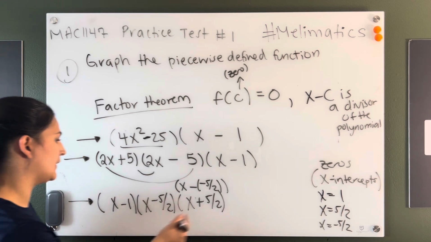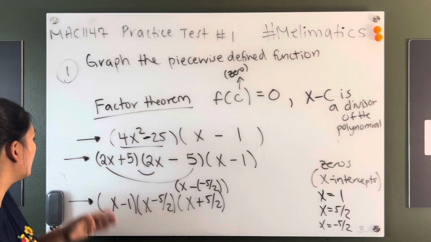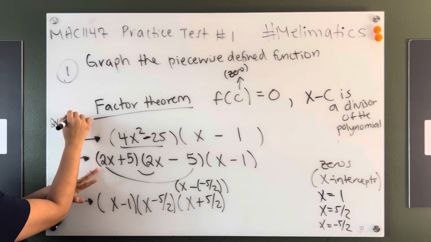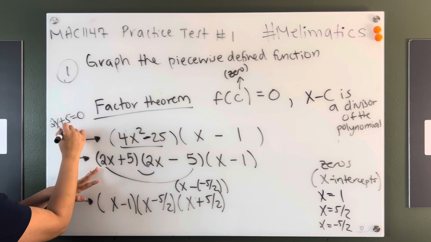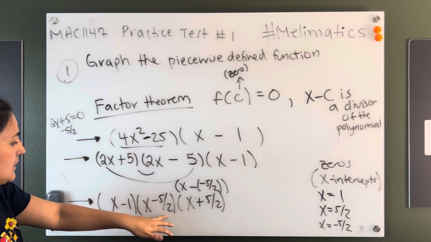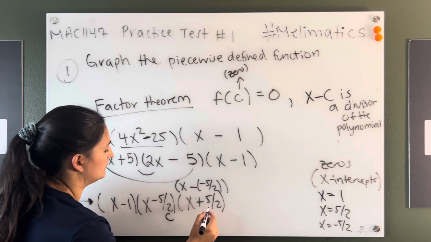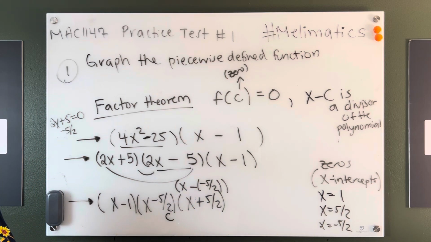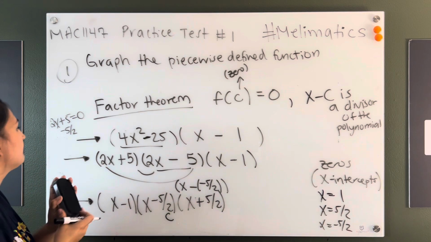Okay. If you're skeptical and you don't believe that, well, then just look at the 2x plus 5. Remember that when we set 2x plus 5 equal to 0 and we solved, we got negative 5 over 2, which is this c right here. And same concept here. Okay? Perfect.